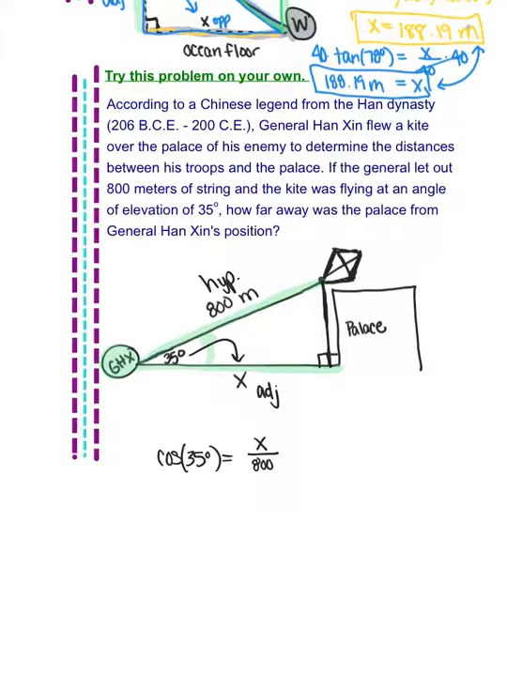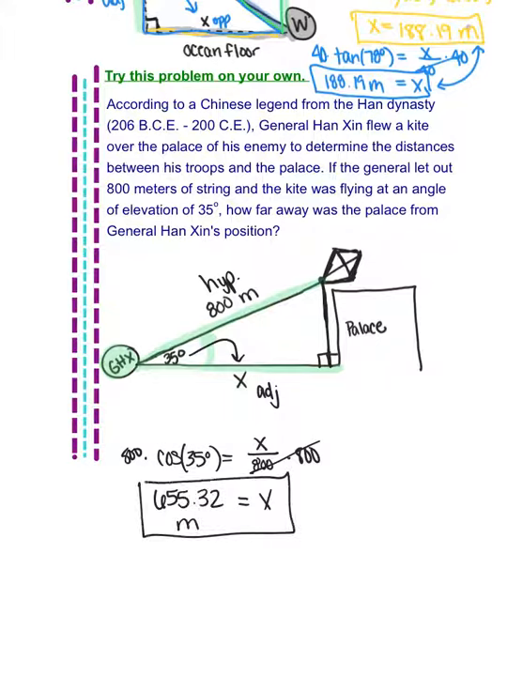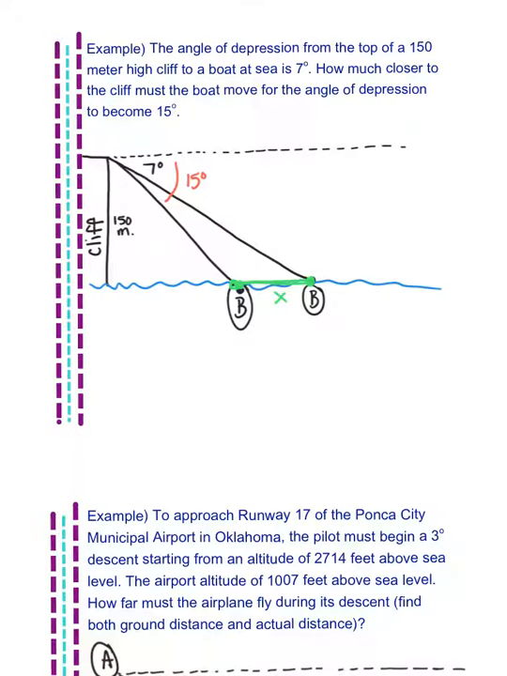And since my unknown is in the numerator, this one's going to be pretty easy to solve. I'm going to multiply by 800 on both sides. Put this in my calculator, and we will find how far away they are from the palace. It looks like they are 655.32 meters away from the palace. So hopefully you all had that answer and you didn't have much trouble doing this problem. All right, let's look at this next one.